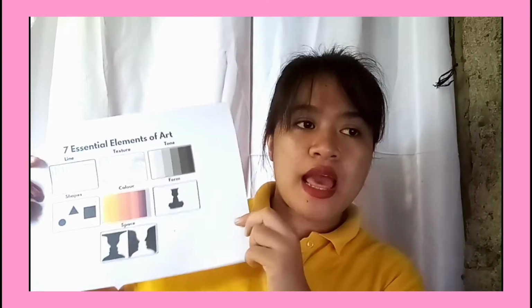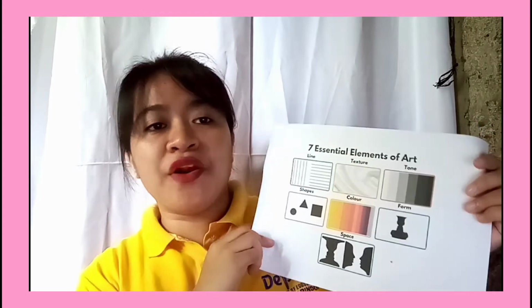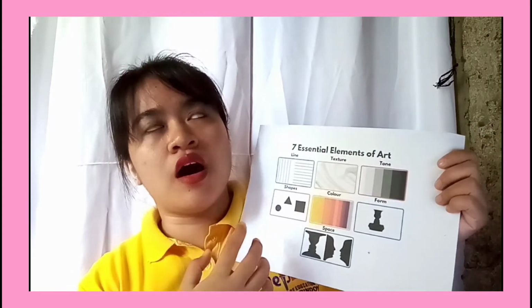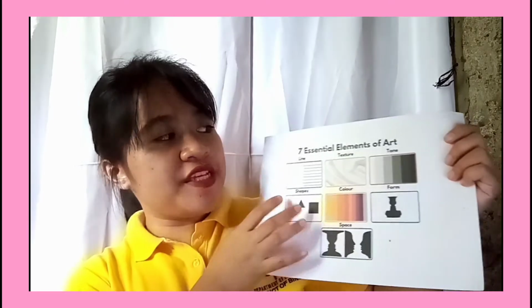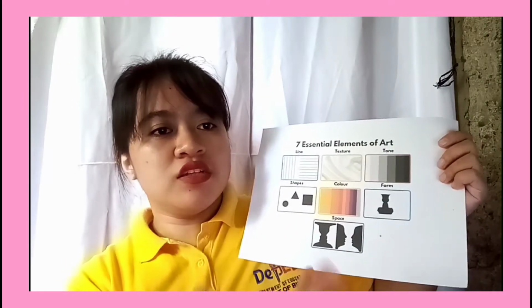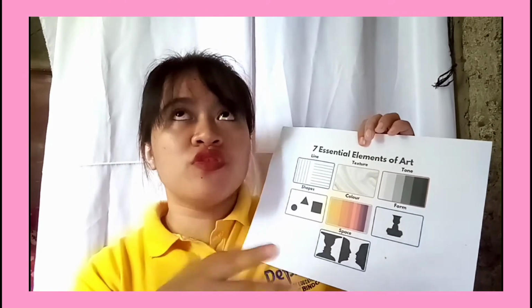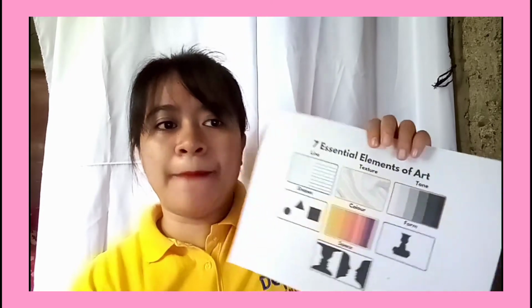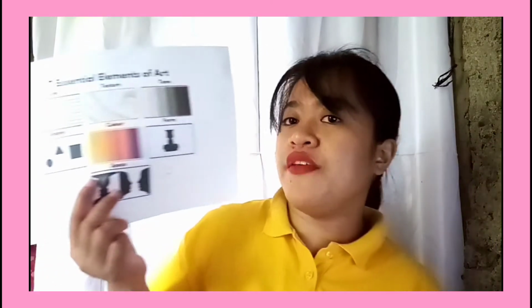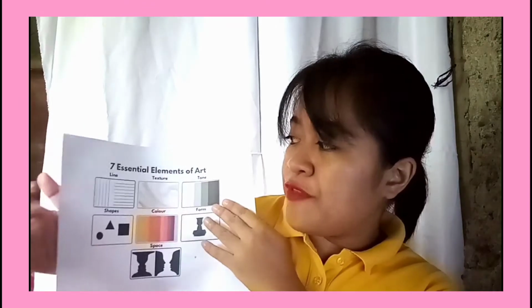With this picture, they can visualize and explain in their own words what they think is the role of these elements when applied to a painting. So they will choose one element of art and explain what they think is its role when applied to a painting. This activity, I will let them write on a short bond paper.